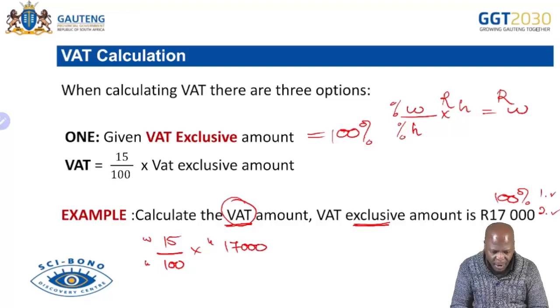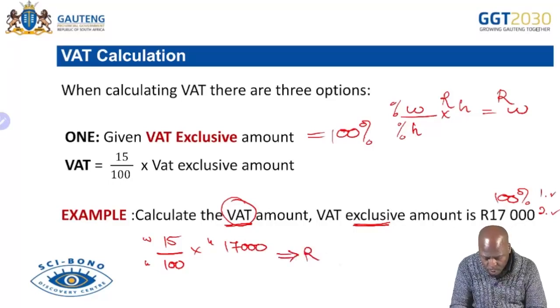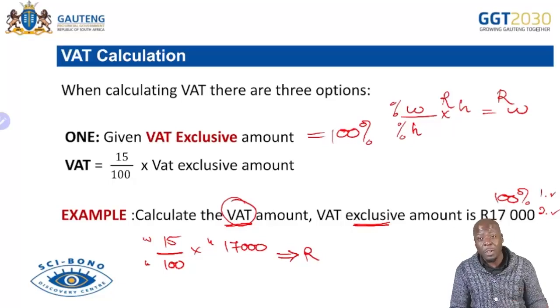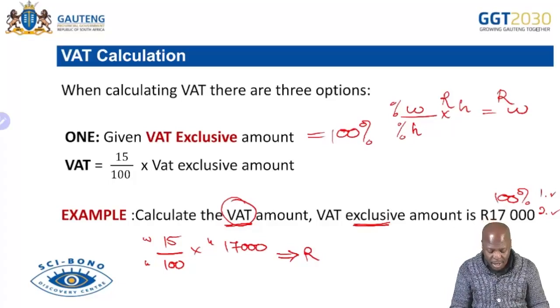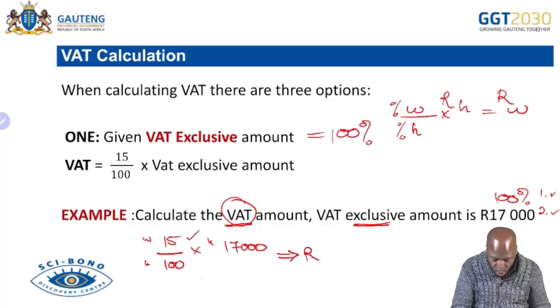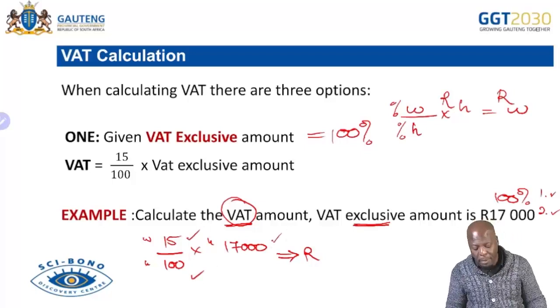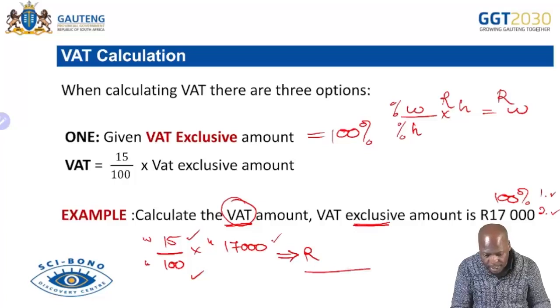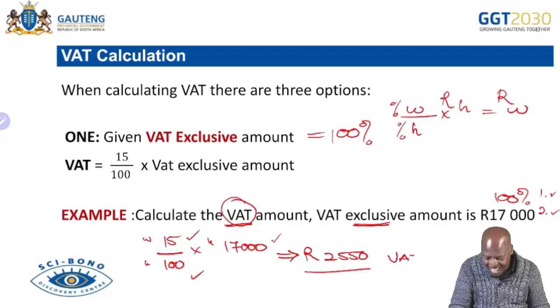17,000. And then boys and girls, I want you to quickly punch that in your calculator. You are saying 15 over 100 multiplied by 17,000. How much do you get? All right, thank you. You're telling me you're getting 2,550. That becomes your VAT.